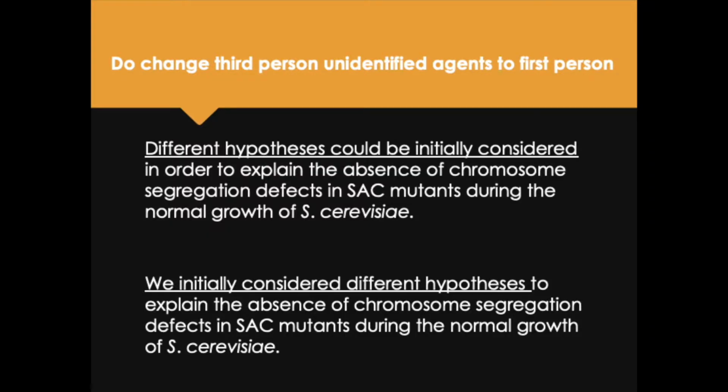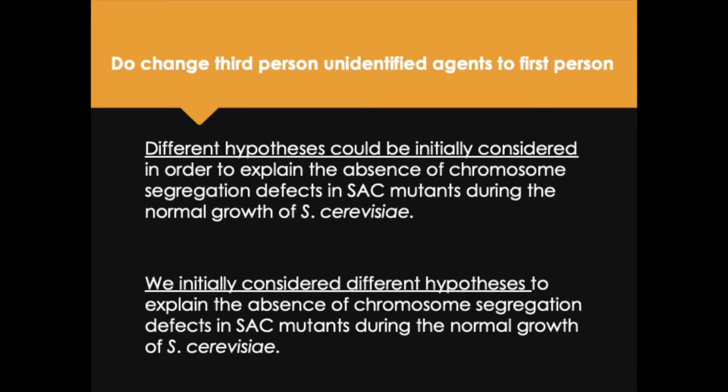Let's look at an example of changing a third-person unidentified agent sentence into a first-person sentence. So this sentence says, different hypotheses could be initially considered in order to explain the absence of chromosome segregation defects in SAC mutants during the normal growth of S. cerevisiae. So what I did is I just changed it to put a person as an agent. We initially considered. The first version, it just said different hypotheses could be considered. We don't know who is considering these different hypotheses. It just says they could be considered. Could be considered by who?